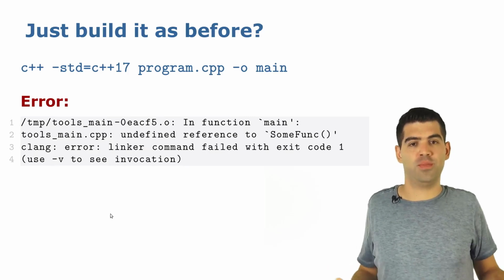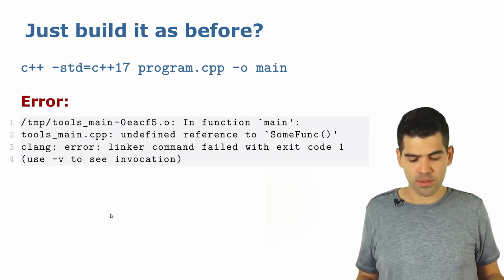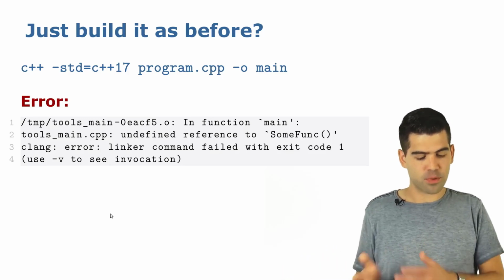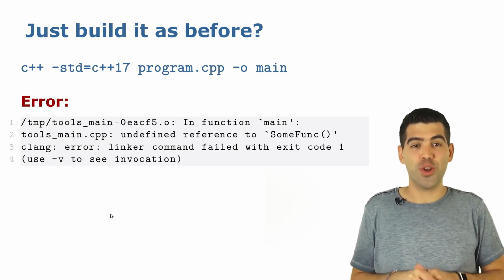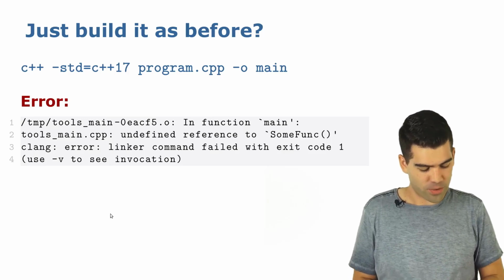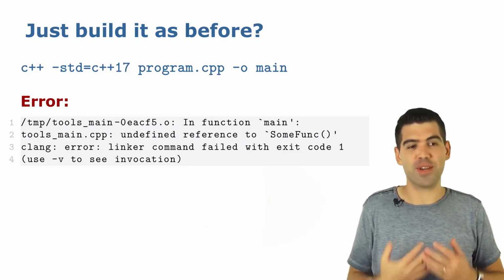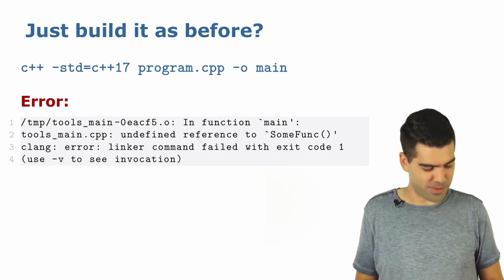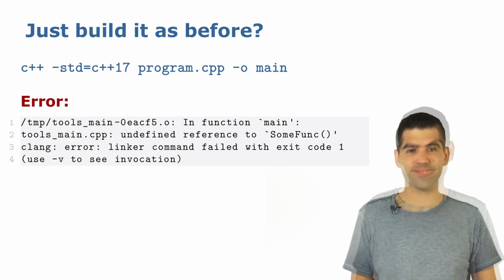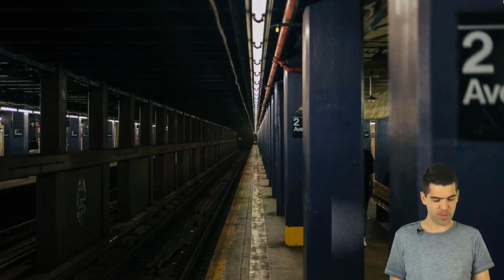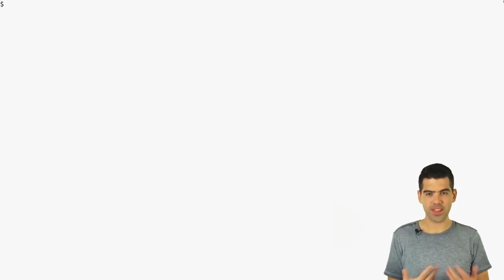But then, can we just build as before? So we say C++ program.cpp, and then we're going to get a link error. But in order to show you this, so you can believe me, let's build an example on the fly. So let me open a terminal here, and let's start baking this project from scratch.